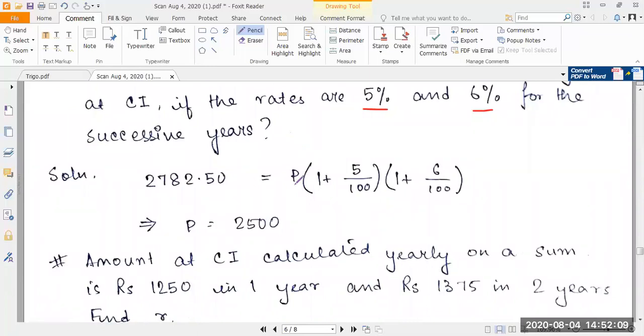So yeah, we have 2 different interest rates for 2 successive years. If you remember the formula that I had discussed before, for 2 different rates of interest, we have P times 1 plus the first rate of interest by 100, and with that we multiply 1 plus the second rate of interest by 100. So that's essentially the formula for the amount that is accrued when compound interest is applied, and we have 2 different rates of interest in 2 different years.